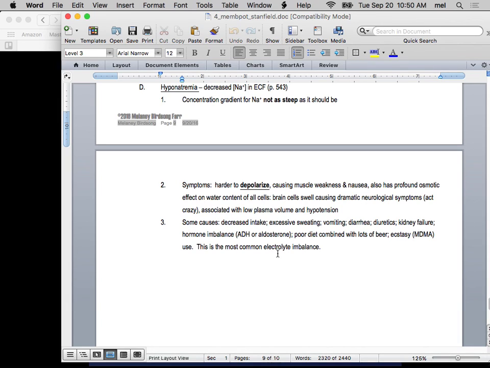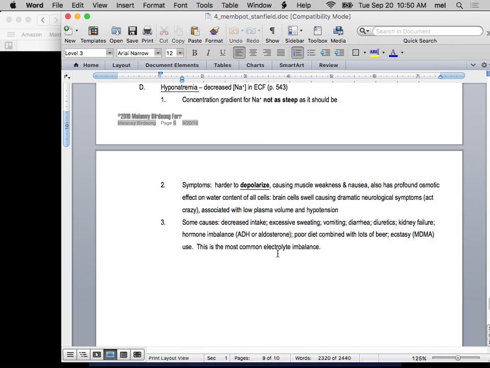Some of the symptoms are that it's harder to depolarize, and so it can cause muscle weakness and nausea. But an even more important symptom has to do with the osmotic effect on the cells. This one has a profound osmotic effect, because if sodium is your primary source of extracellular ions and you lose massive quantities of sodium, then your cell goes from sitting in an isotonic solution to sitting in a what solution?